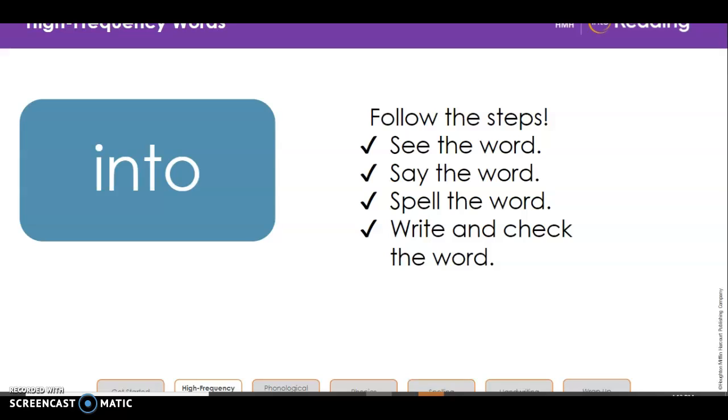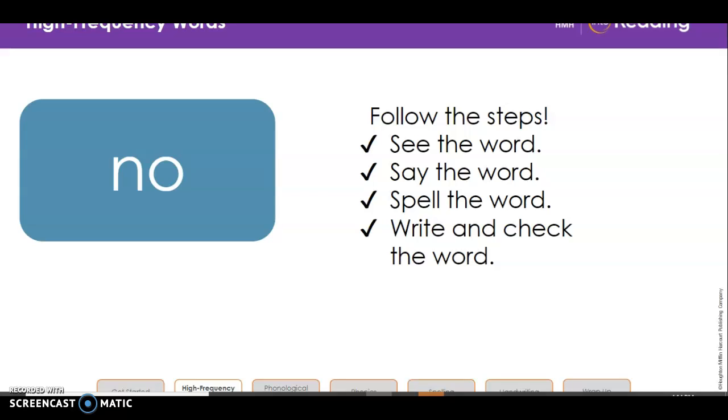I-N-T-O. The word into is made from two words put together, in and to. The letter I stands for the short I sound, i. The letter O stands for the long U sound, oo. Blend with me. I-N-T-O. Into. Now skywrite the word into. I-N-T-O. Now try to write it without looking. I-N-T-O.